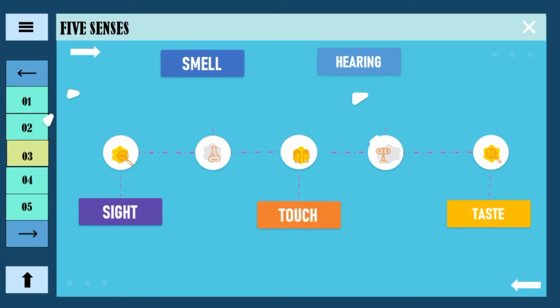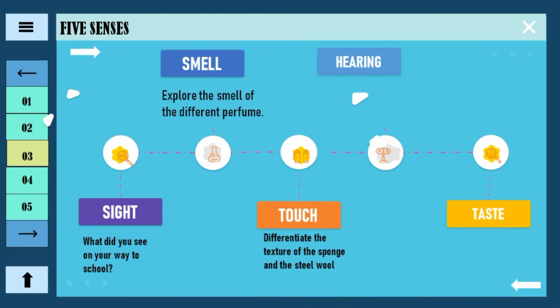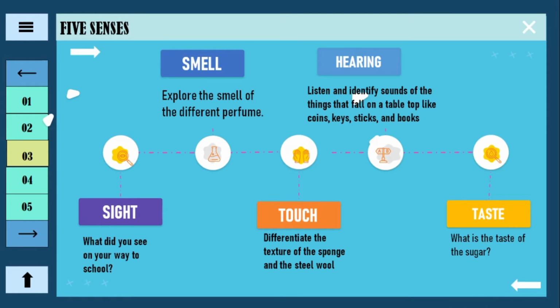For example, class, using the sense of sight: what did you see on your way to school? Using the sense of smell, explore the smell of different perfumes. Using the sense of touch, differentiate the texture of the sponge and the steel wool. In hearing, listen and identify sounds of things that fall on the tabletop like coins, keys, sticks, and books. And lastly, using the sense of taste, what is the taste of sugar?